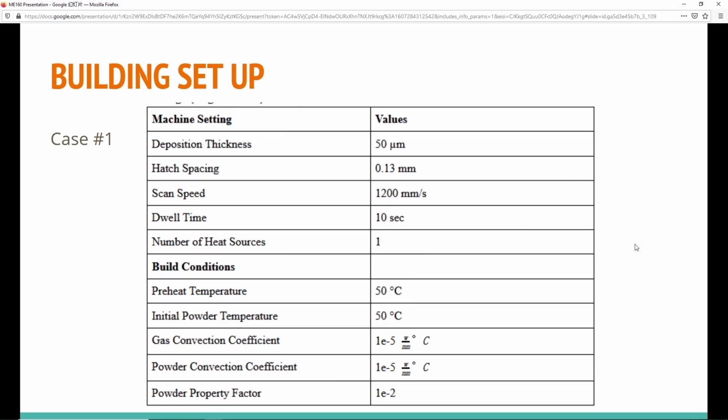When we finish the equation setup, we go into the build setup in the AM process in ANSYS. So this table is the general numerical setup for our situation. We have the hatch spacing as 0.13 millimeter and the scan speed as 12,000 millimeter per second. And the rest of the values will be exactly the same as the demo video we got in the lecture.